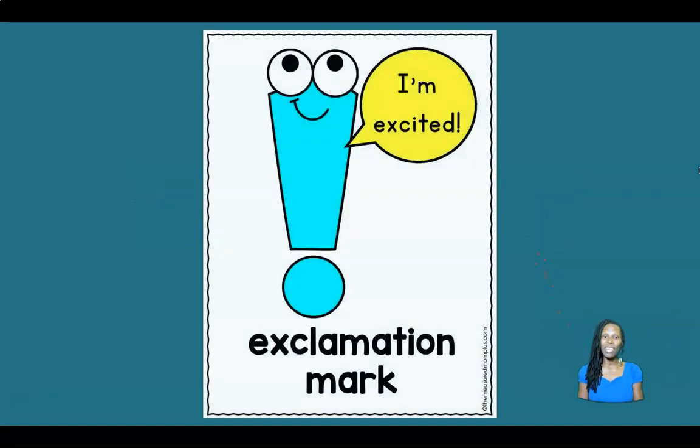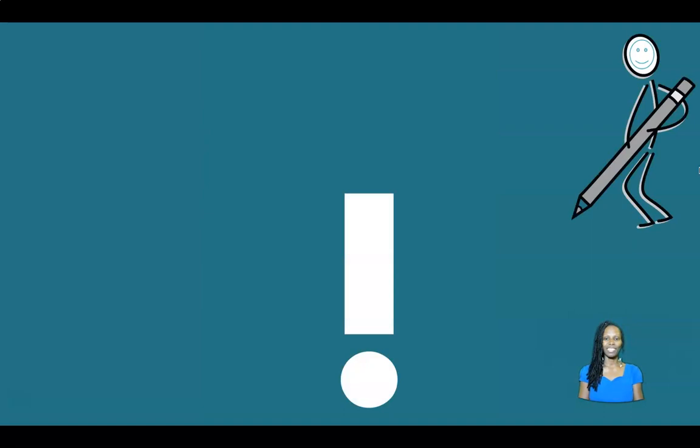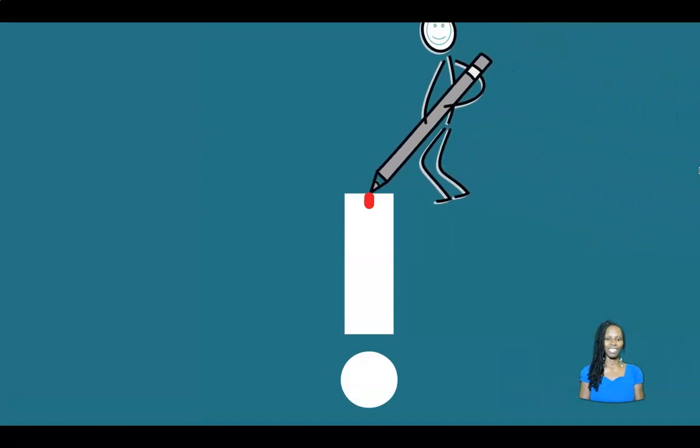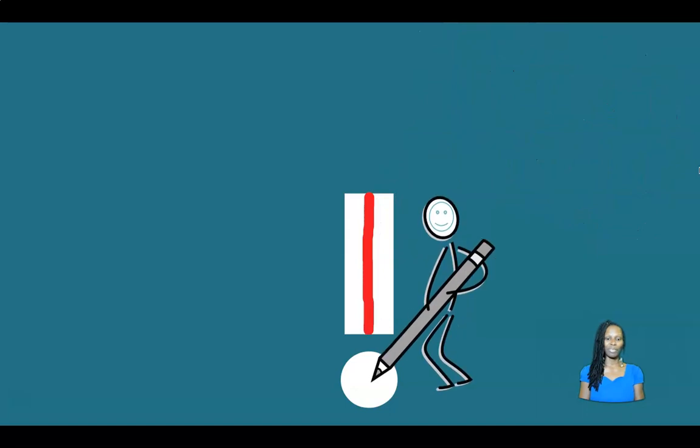Let's move on to another type of punctuation mark. This time, we'll look at an exclamation mark. Now, that's another long word. Let me say it slowly. Exclamation mark. Now, an exclamation mark comes at the end of a sentence that shows that you're excited. So here is how you write an exclamation mark. Down and a dot.